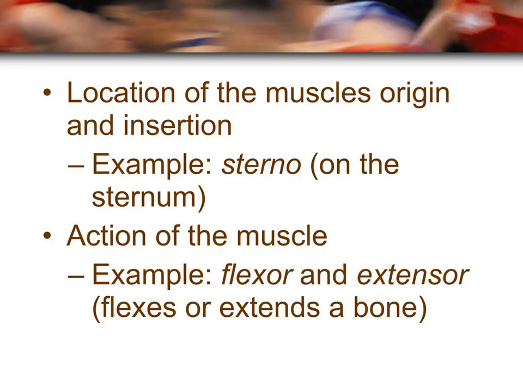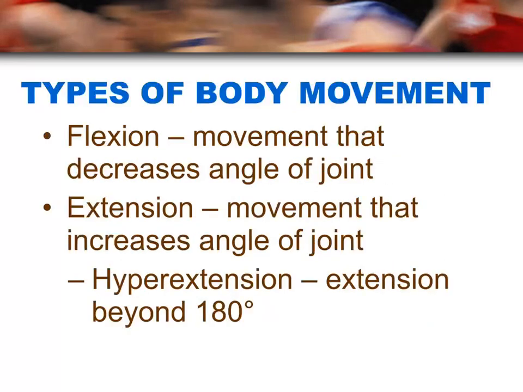Muscles can also be named according to their action. When you see the word flexor, then you know that the action of the muscle is going to flex a certain joint. Extensor means that it's going to extend the joint. Movements at the joints have specific names.